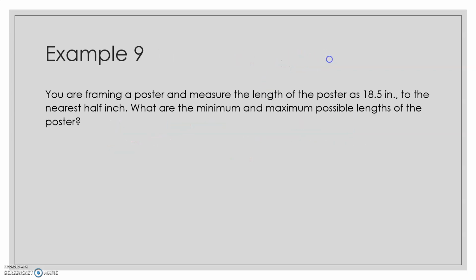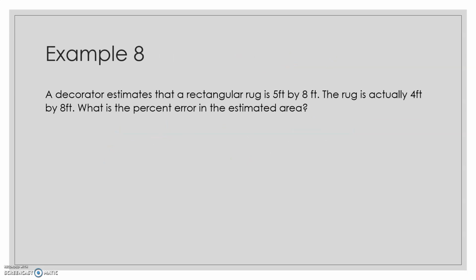The first one, the decorator is estimating a rectangular rug is 5 feet by 8 feet. The rug is actually 4 feet by 8 feet, and so we want to know percent error. And so again, here's our percent over 100 goes on this side, and then on the other side, we have the absolute value of our estimated amount, which was 5 feet by 8 feet, and we're going to subtract the actual amount, which is 4 feet by 8 feet. And then on the bottom goes the actual amount, 4 feet by 8 feet.